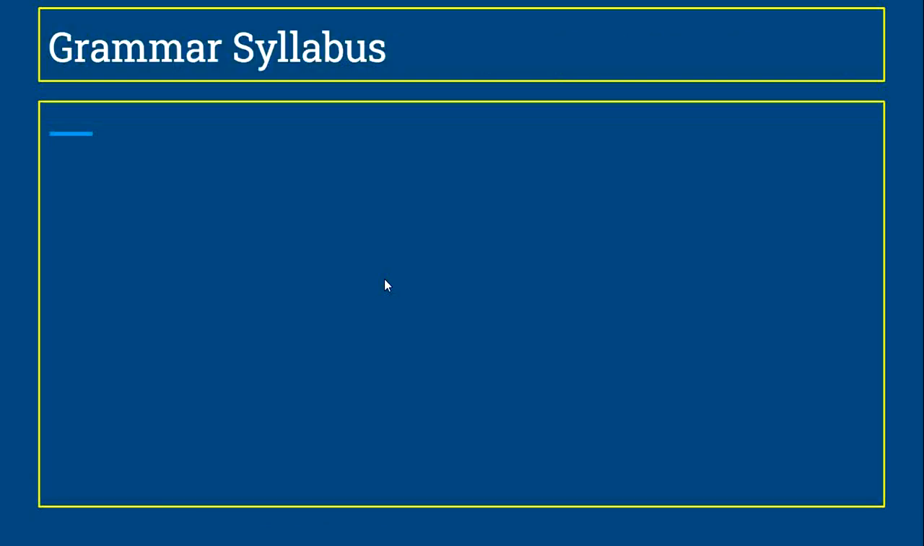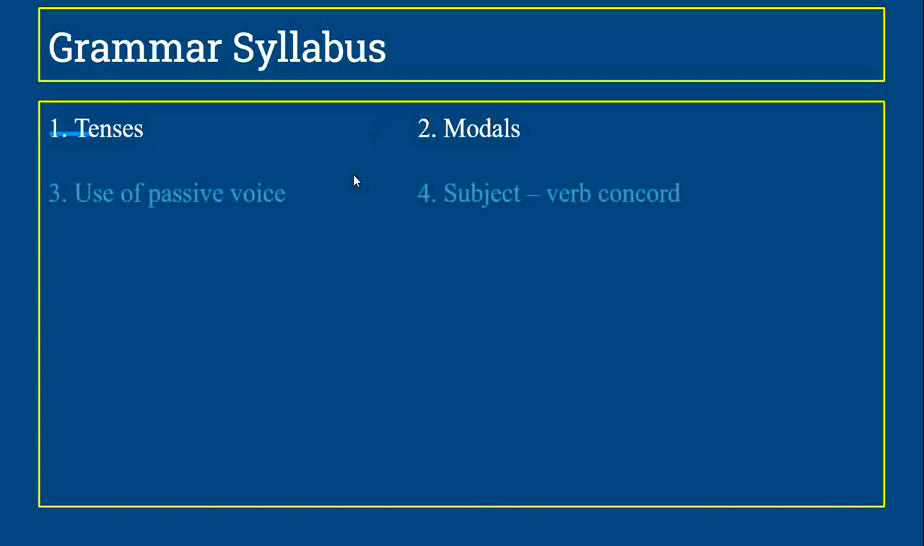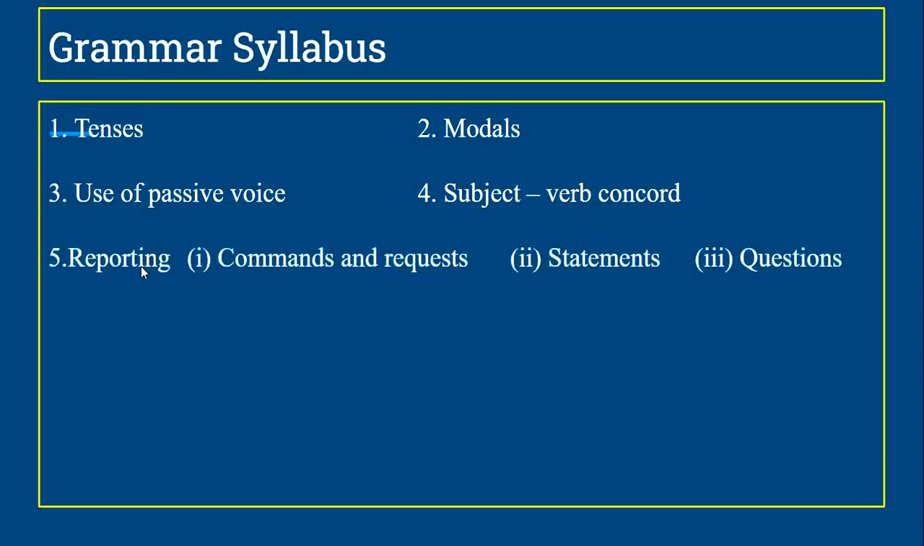Now I would like to share with you section B, the grammar section. What are the topics that you have to cover in class 10 so that you can answer the questions that will be set in section B? First one is tenses, then modals, then use of passive voice, then subject verb concord, and fifth is reporting. In reporting you have to cover mainly these 3 types of sentences: commands and requests, meaning imperative sentences; statements, meaning assertive sentences; then questions, meaning interrogative sentences.